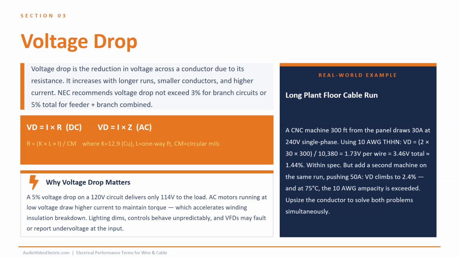In a real-world example, a 300-foot run for a CNC machine shows how voltage drop and ampacity can quickly become limiting factors, especially as loads increase. Upsizing conductors solves both voltage and ampacity problems.